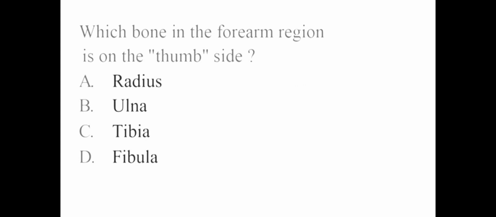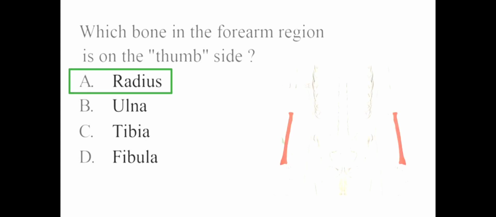Which bone in the forearm region is on the thumb side? A. Radius. B. Ulna. C. Tibia. D. Fibula. And the correct answer is A. Radius. In the forearm region, radius bone is on the thumb side.